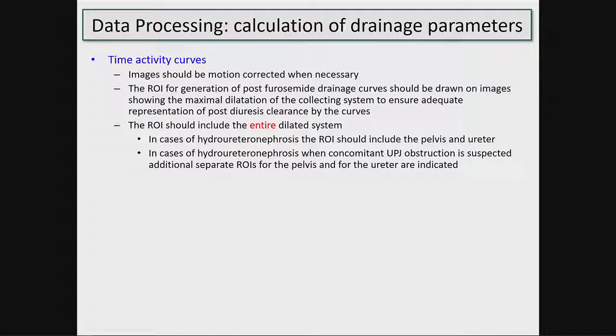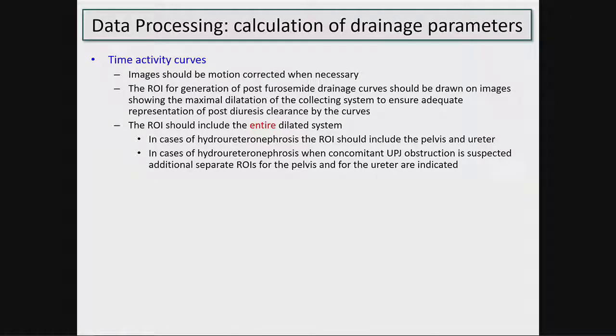Time activity curves. First, perform motion correction. Most vendors provide you with software to do that. And keep in mind that the region of interest for generation of the post-furosemide drainage curve should be drawn on images showing the maximal dilatation of the collecting system to ensure adequate representation of post-diuresis clearance by the curves. And also, this ROI should include the entire dilated system. So in cases of hydroureteronephrosis, this ROI should include both the pelvis and the ureter.